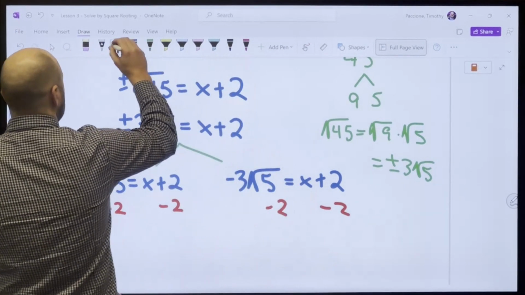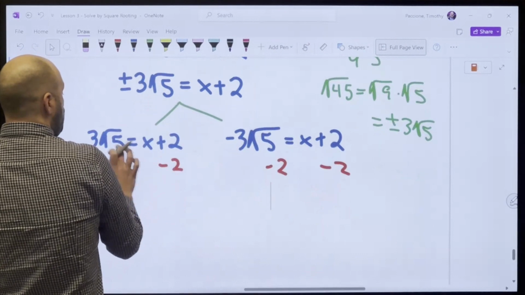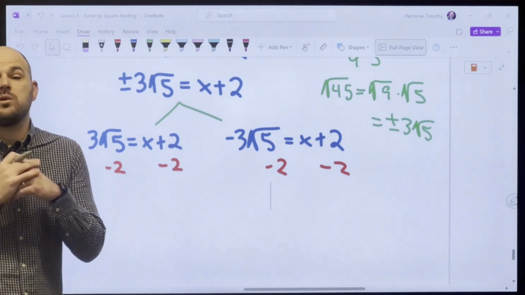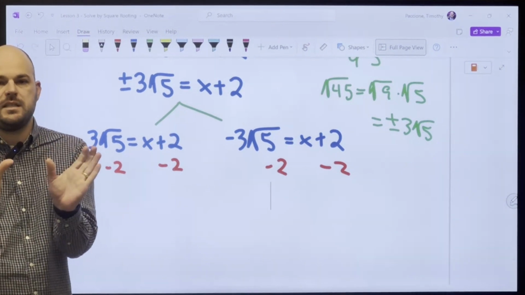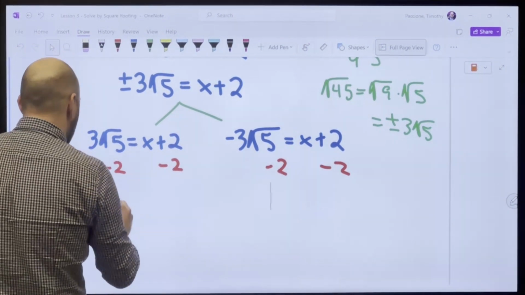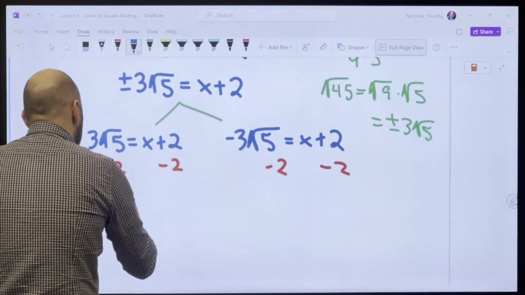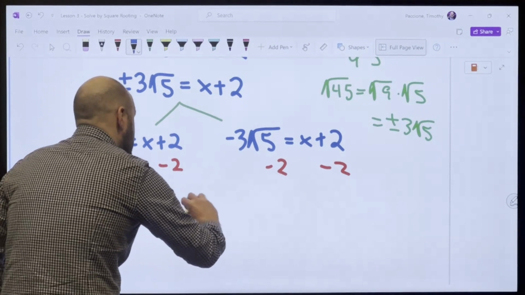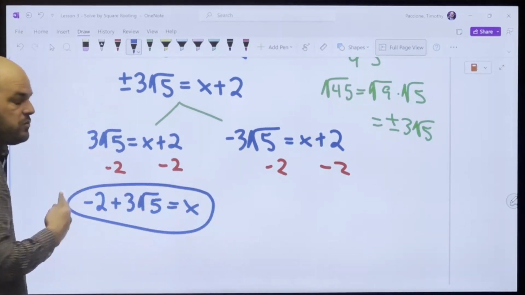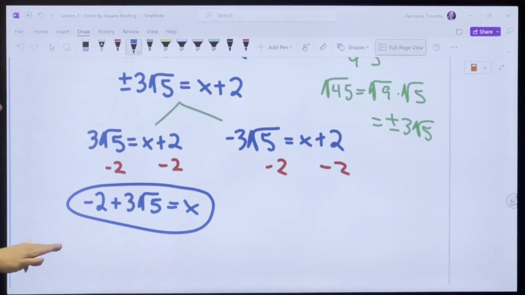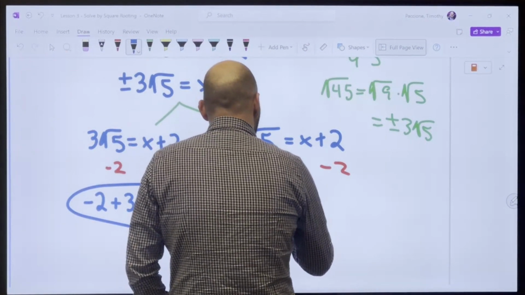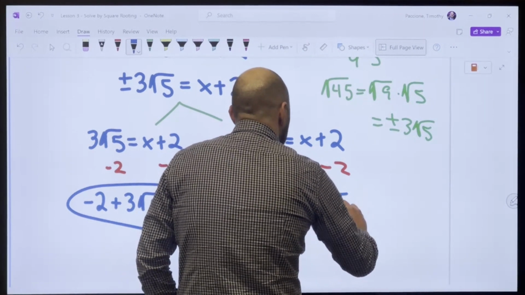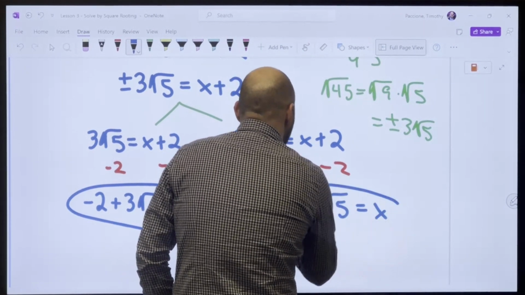Now what happens here? I have negative 2 and 3 square root of 5. Those are not like terms. I can't bring those together. Whenever we don't have like terms, we just write them side by side. Number first, radical second. So I would say negative 2 plus 3 square root of 5 equals x. And that's my solution as it's written. I can't combine it any further. Here, I would have negative 2 minus 3 square root of 5 equals x. And that's my other solution.